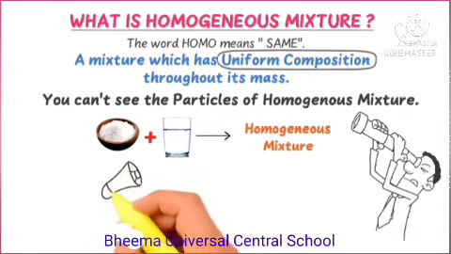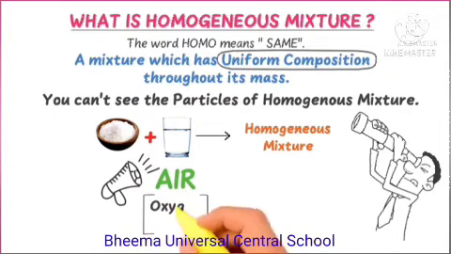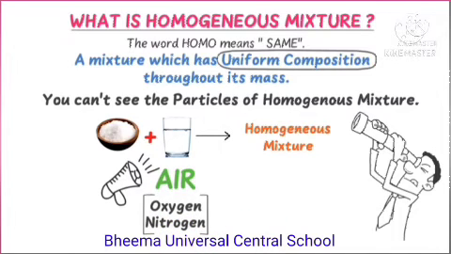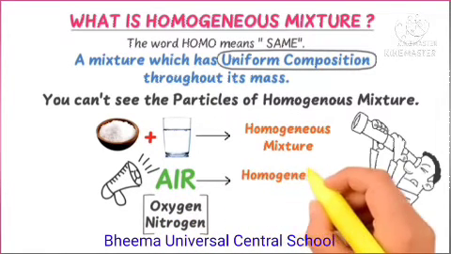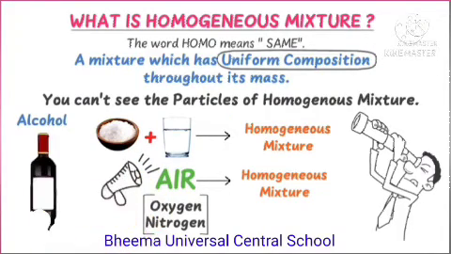The next example of a homogeneous mixture is air. Air is a composition of oxygen, nitrogen and carbon dioxide. It is a homogeneous mixture because all these gases are combined together physically in such a way that they form uniform composition throughout and we cannot see the particles of gases. Next example is alcohol. Alcohol has uniform composition throughout its mass. Therefore, we call it a homogeneous mixture.